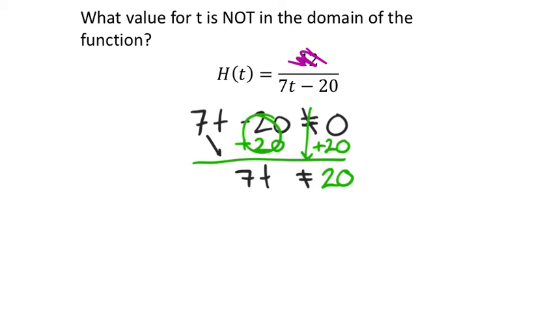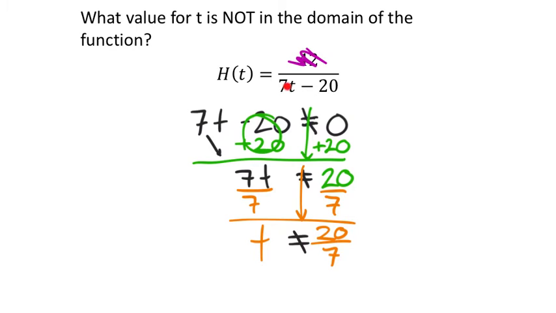That's a good start. Next up, principle of equality, it still is a not equal sign, but now I'm going to divide both sides by 7. I'll keep the fraction, by the way. So this is t, or 1t, cannot equal 20 sevenths. So this means if you replace the t with 20 sevenths, you would get 0 in the denominator, and then you'd have an undefined value. So everything else will work. This is the only value that will not work. But remember, this is just a statement. In the future, though, we need to figure out how to do this in interval notation, which I think you've seen.